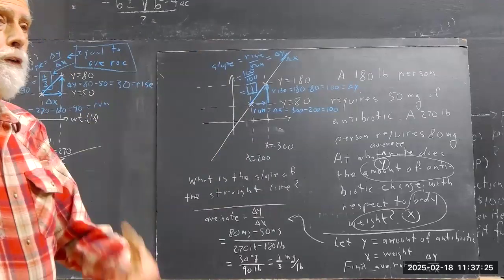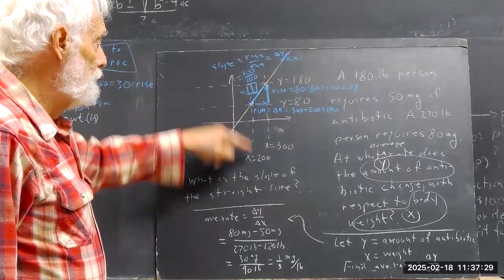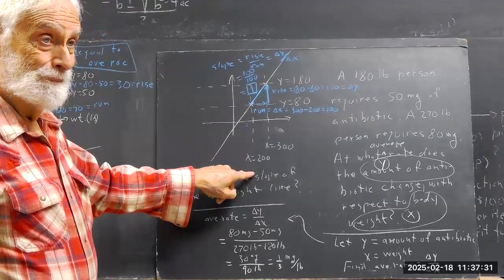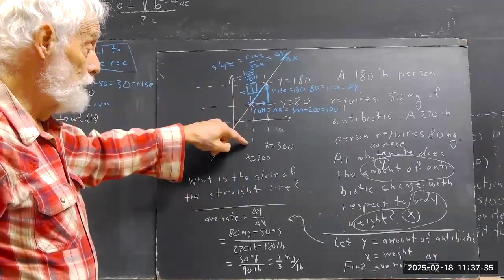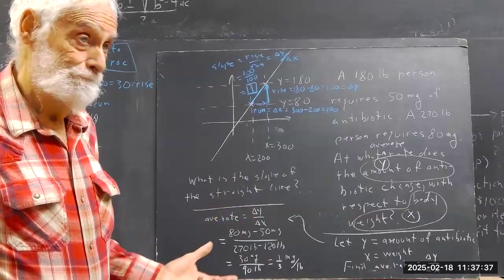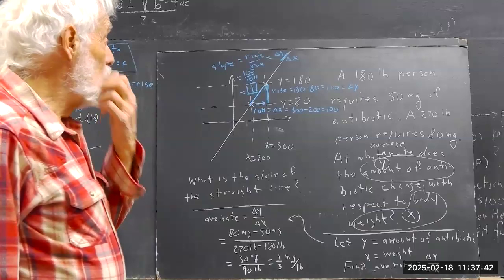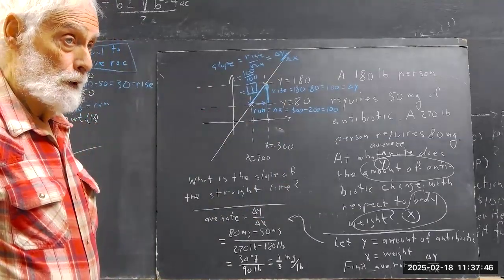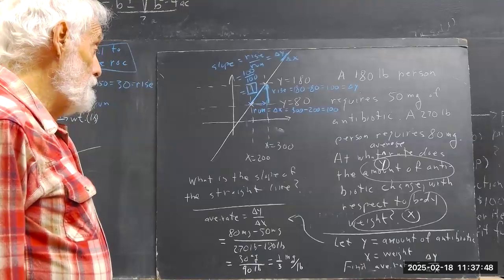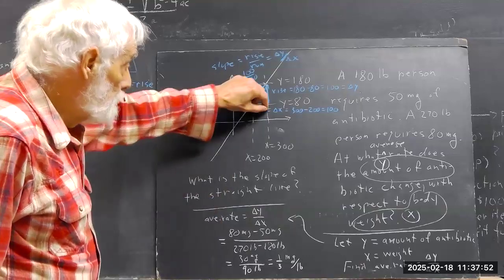Okay. Now, the one thing we don't do is we don't divide 80 by 200. Okay. That's not a rate of change. 80 divided by 200 is just... we divide the change.